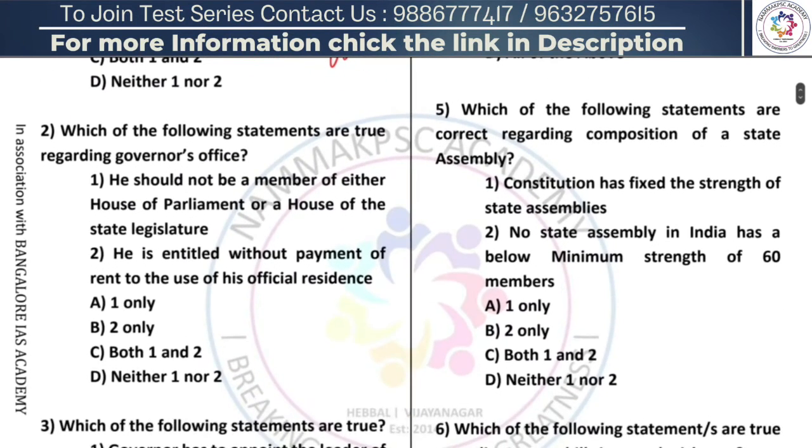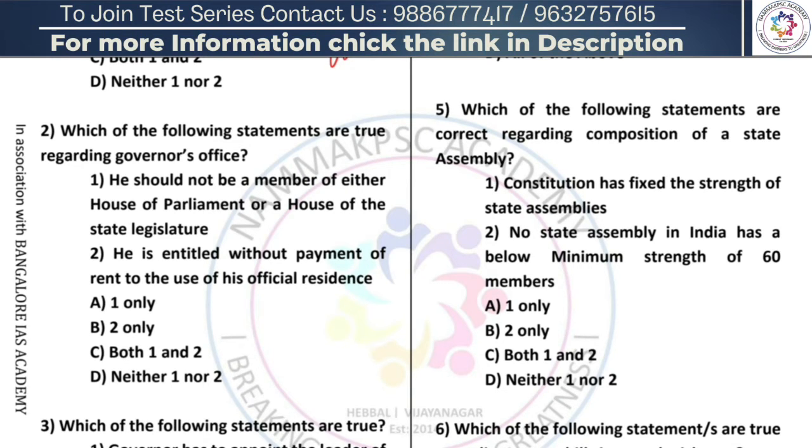Going forward to the next question, which of the following statements are true regarding governor's office? Statement 1, he should not be a member of either house of parliament or a house of the state legislature. Statement 2, he is entitled without payment of rent to the use of his official residence. Option A is 1 only, option B is 2 only, option C is both 1 and 2, and option D is neither 1 nor 2.